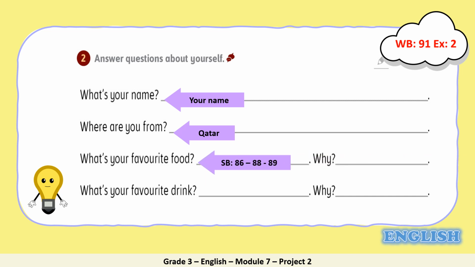You can go back to those pages for some helping words. Students Book 86, 88, and 89. The next question, why? Why do you like this food? You have to describe it saying something nice, like it's yummy, it's tasty, it's delicious, and you can think of other reasons too. The next question, what's your favorite drink?